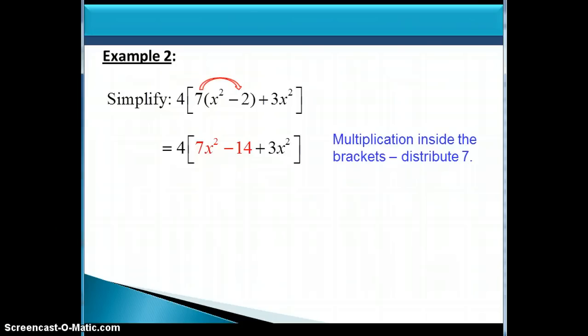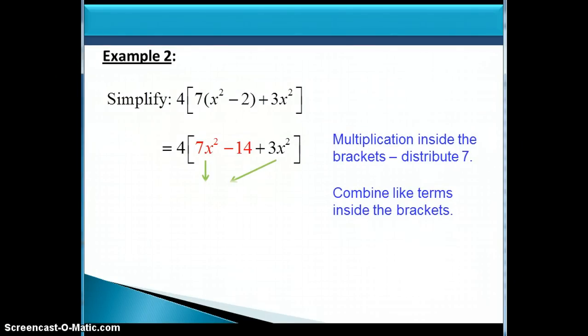Now, inside the brackets, we have subtraction and addition. Because we don't have all like terms, we're only going to perform the operations that involve the like terms, and that would be the addition of 7x squared and 3x squared. When we add those two together, we get 10x squared altogether, and the 14 is still being subtracted.